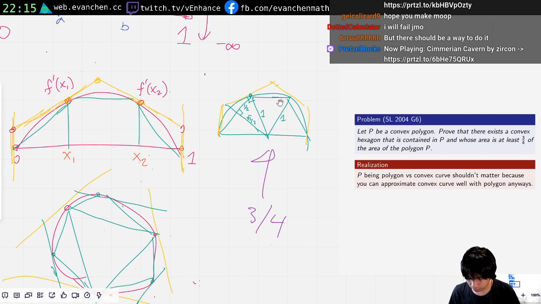Maybe I pick an equilateral triangle as the tangents. I pick an equilateral triangle as the tangents. And then... Wait, is that just... No way. No way. No, but then I need to do something about that inner area.